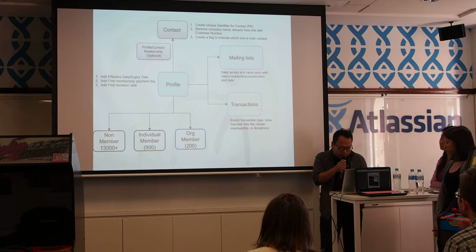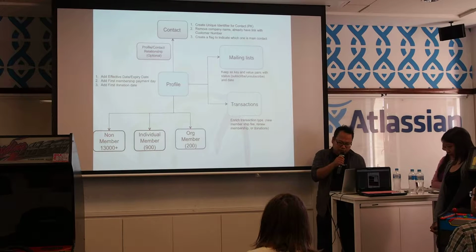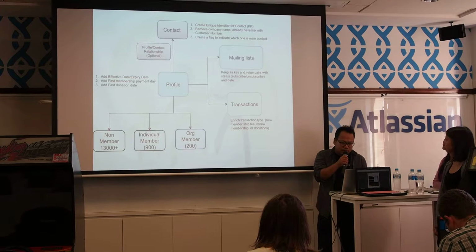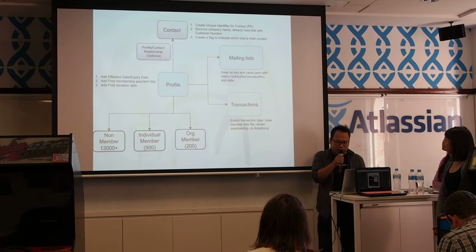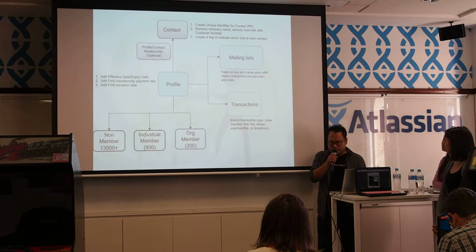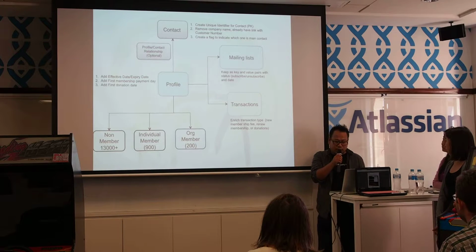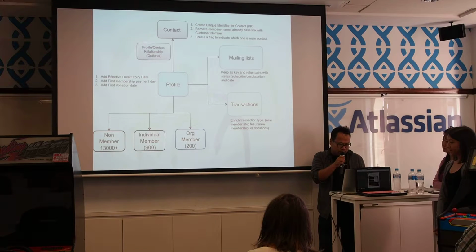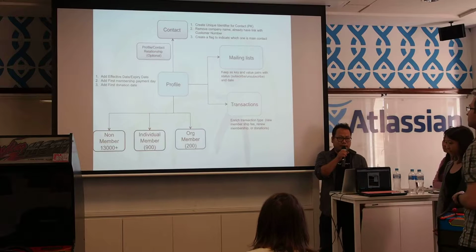For the mailing list and transactions, there's not much to change. But I think the transaction type is not very clear about what the transaction is for. For example, is it for a new membership payment, a renewal, or a donation? It wasn't clearly mentioned. So I think we need to enrich the data in the transaction table. That's pretty much all.